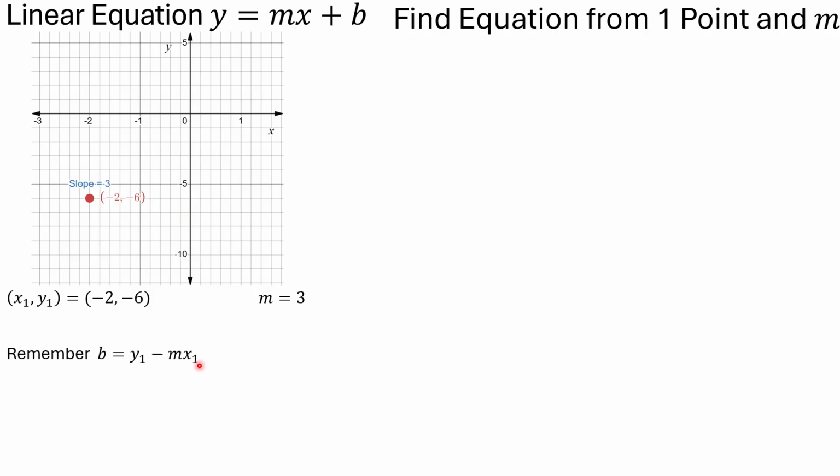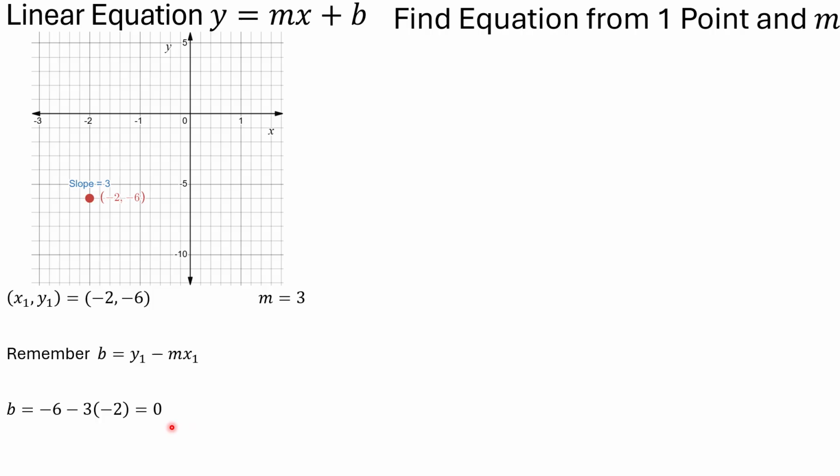So this will be our equation. We just need to plug in our points. So -6 minus 3 times -2, right? We just plug in our y1 and our x1 and our slope. -6 minus 3 times -2; 3 times -2 is -6. So -6 minus -6, or -6 plus 6, just gives us 0.